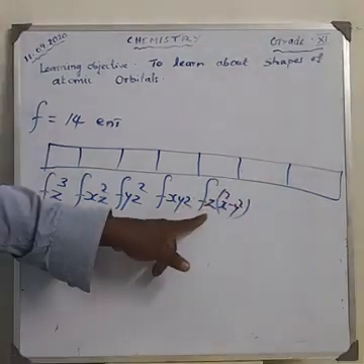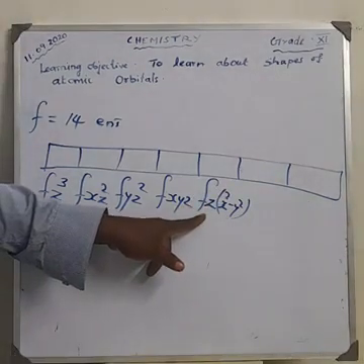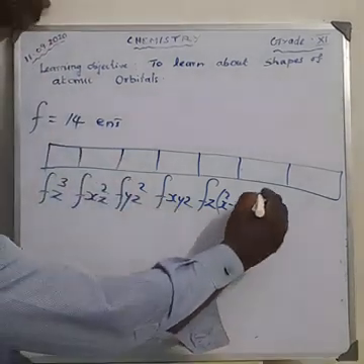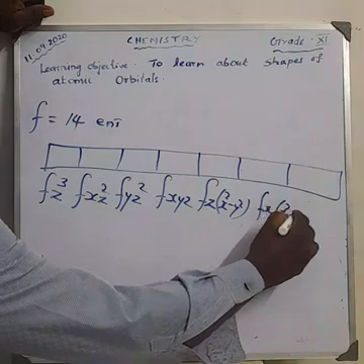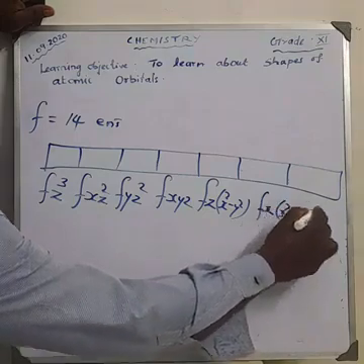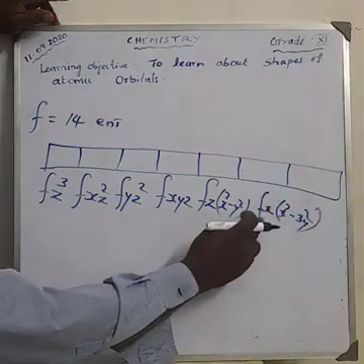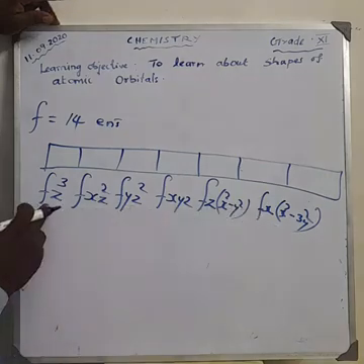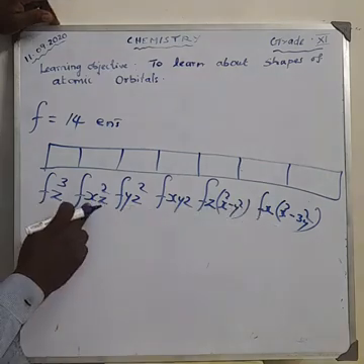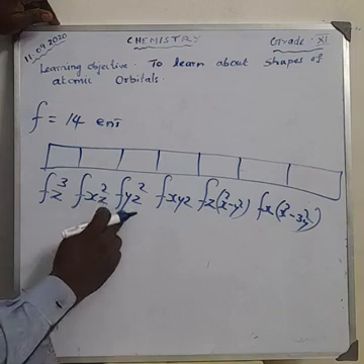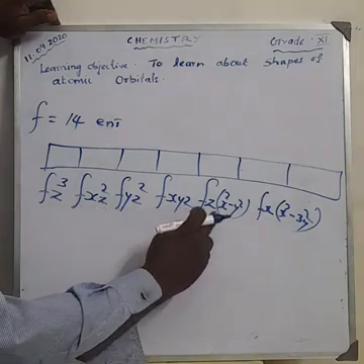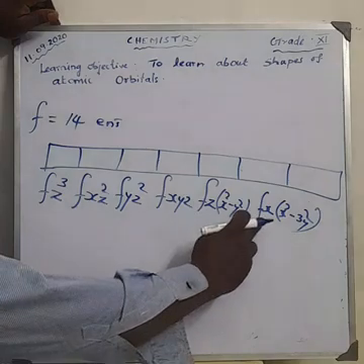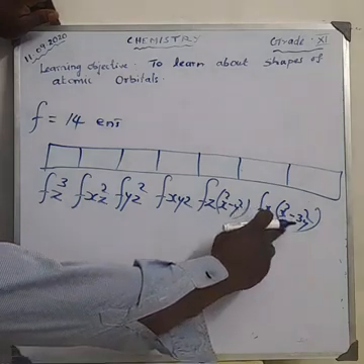Next, f x cube minus 3y square. Here, it's the sixth one. First one f z cube, f x z square, f y z square, f x y z, f z x square minus y square, f x square minus 3y square.